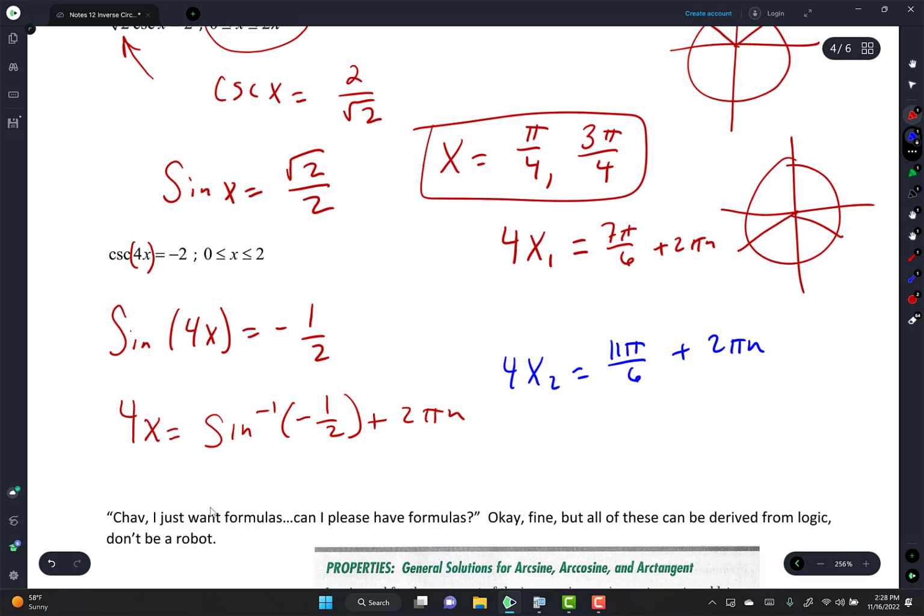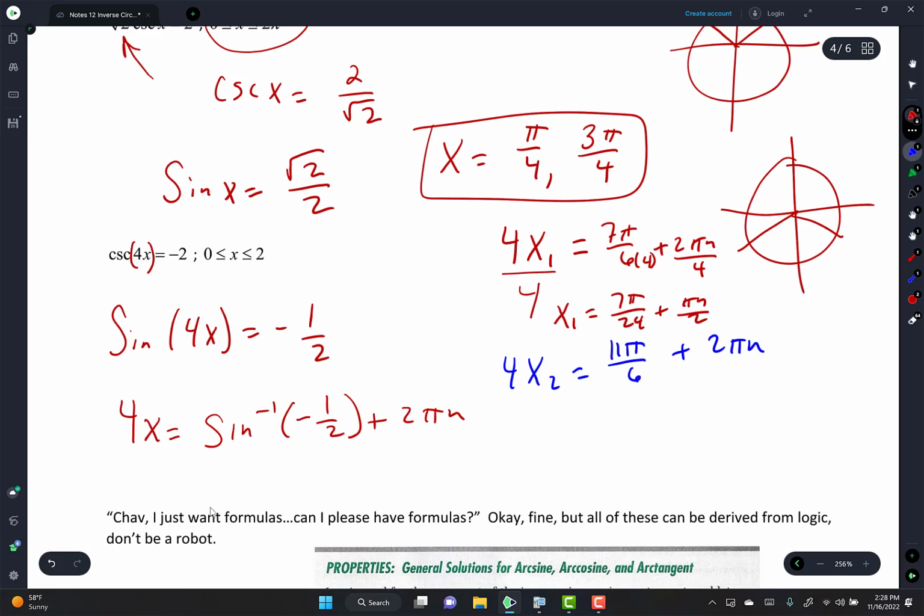We're pretty much done. Divide by 4, and here's not really a hack, but I see some of you struggle when you divide fractions. Here's how you divide it real quick. Ready? Divide by 4, divide by 4, put it next to that 6 there, divide by 4. See? x1 is equal to 7 pi over 24 plus pi n over 2.